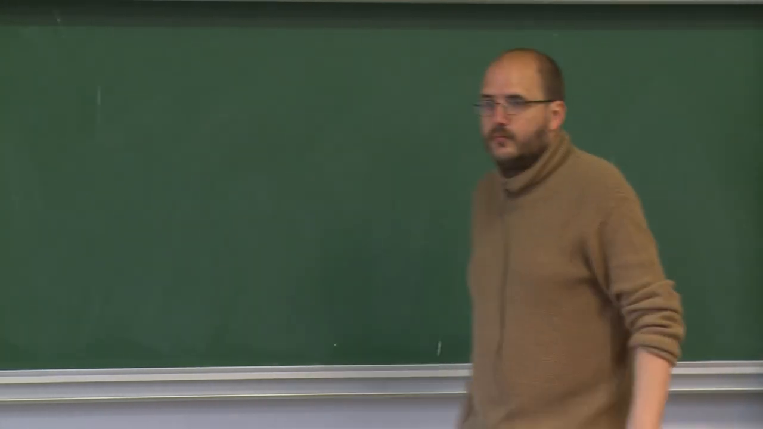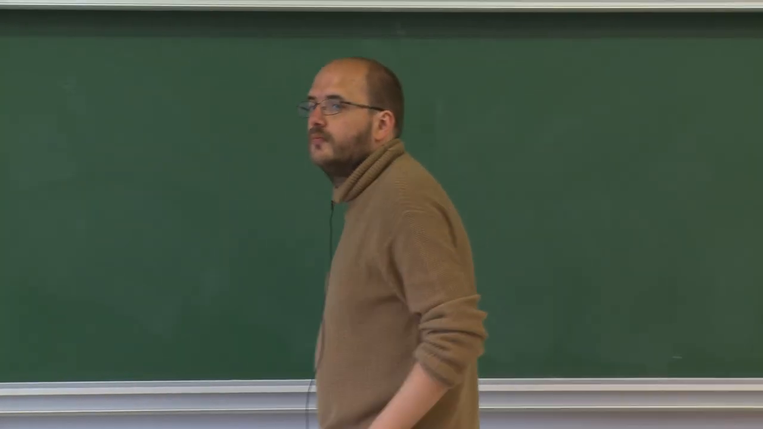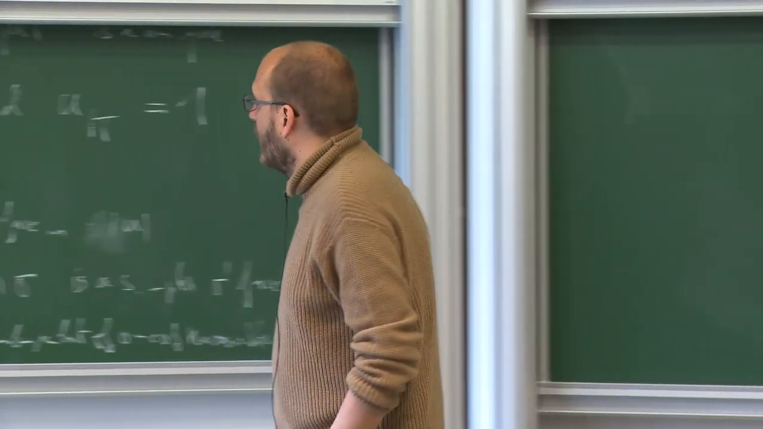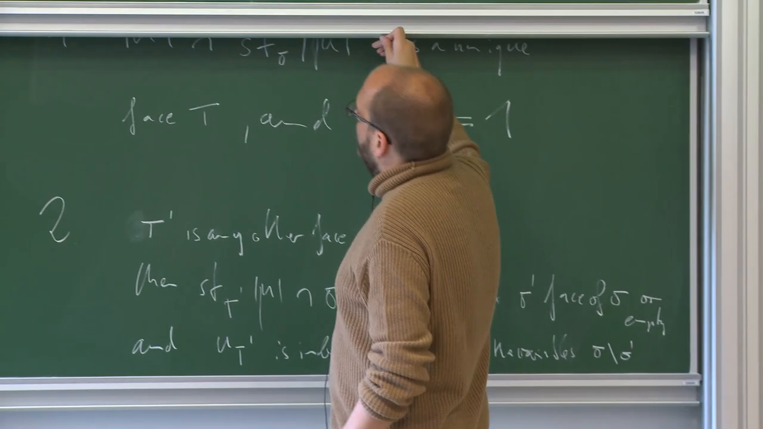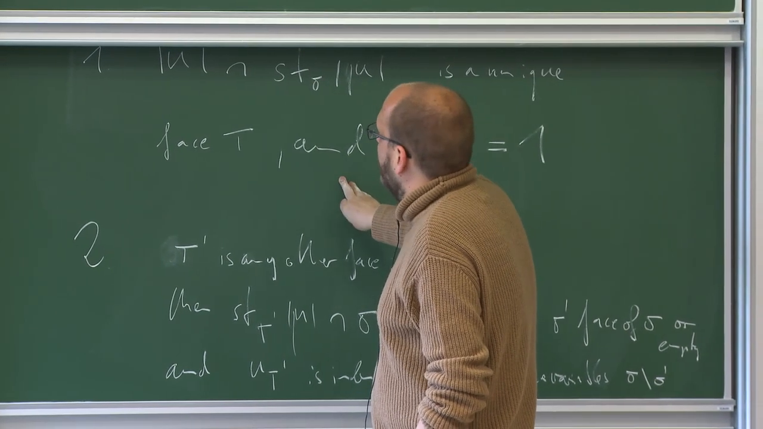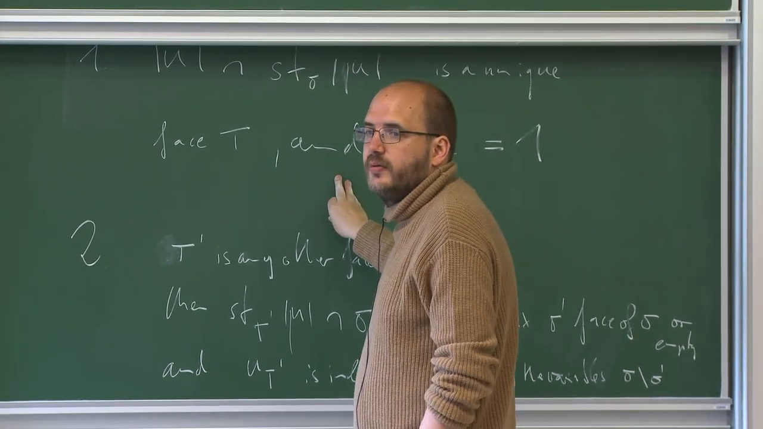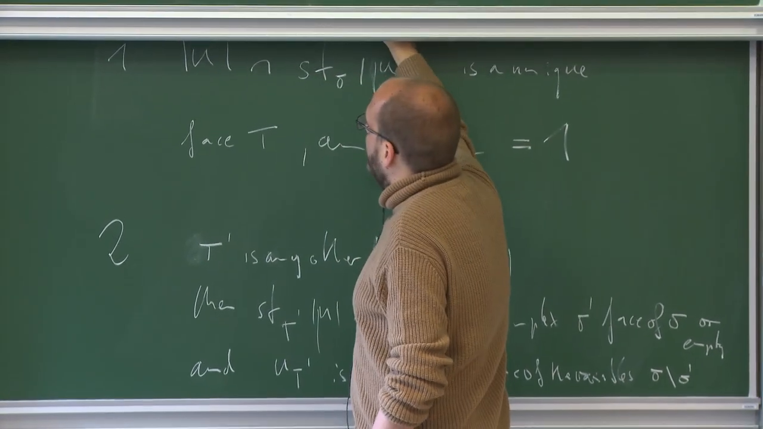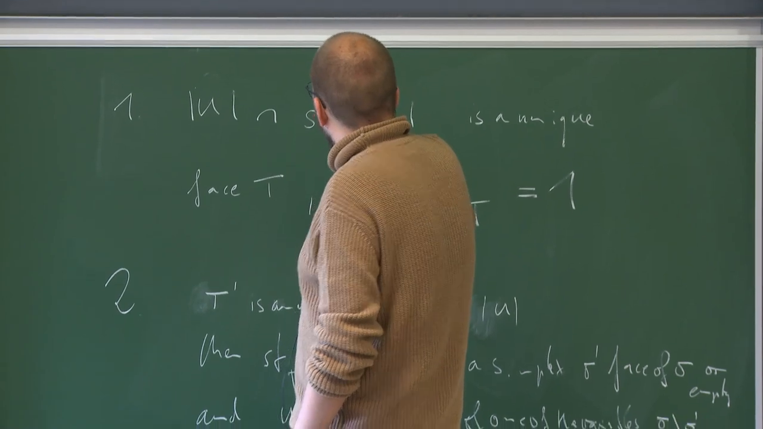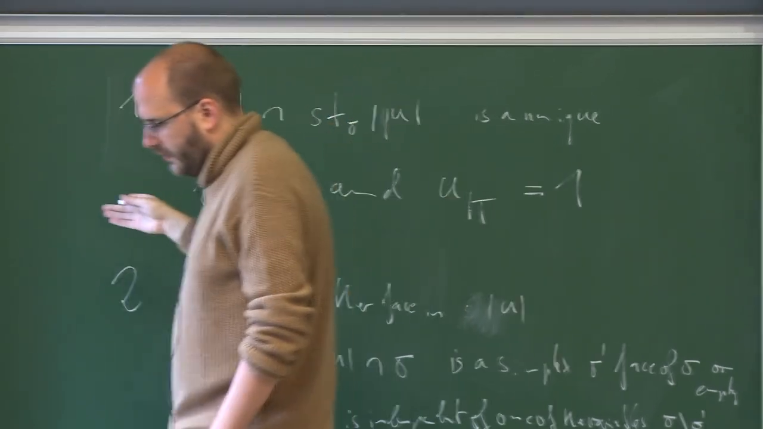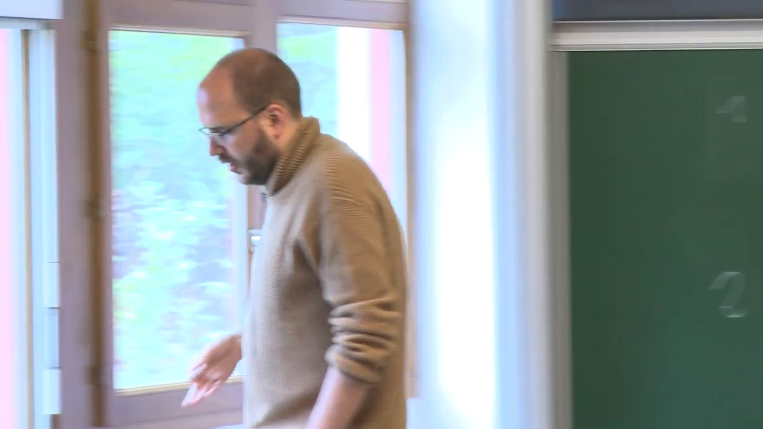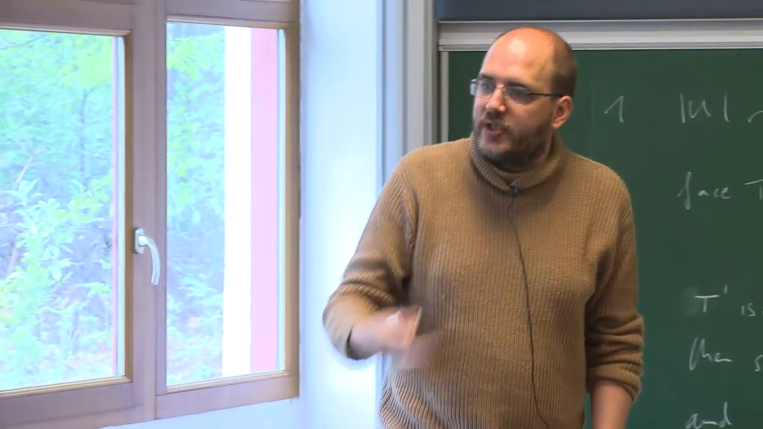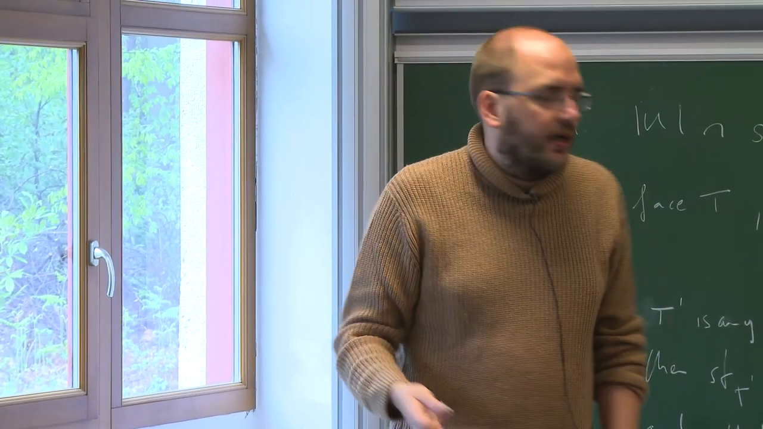Can you say again what you said? You wanted to find a representative in B_μ that's compatible. What does it mean to be compatible? It's essentially a normalization on the faces. So compatible means that there is a unique face, the support of μ of your element u intersected with the star of σ is essentially just one face.